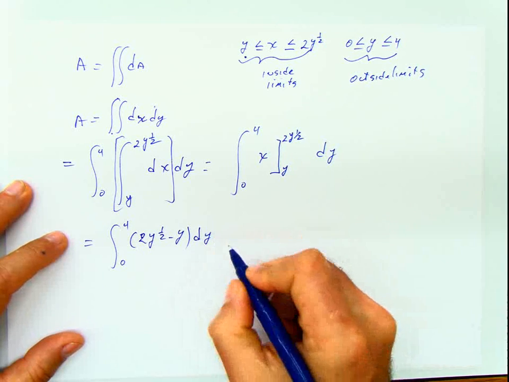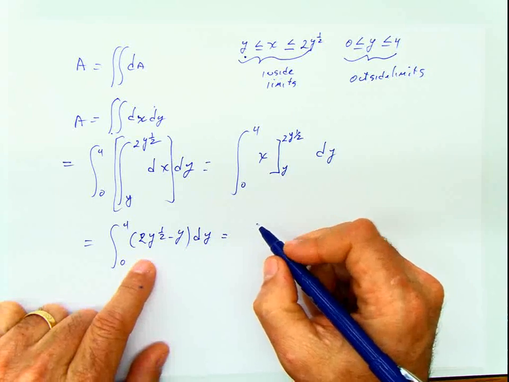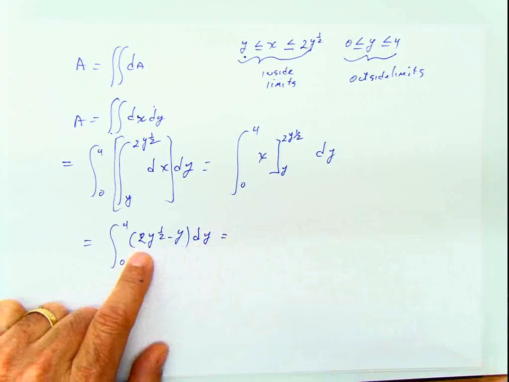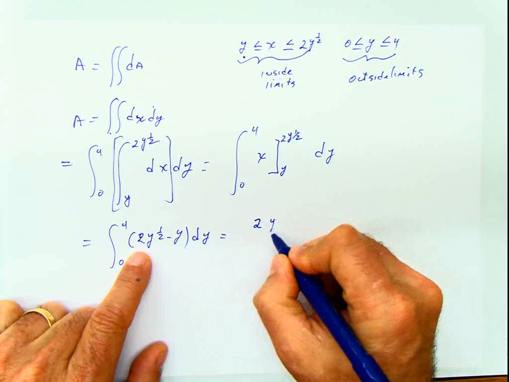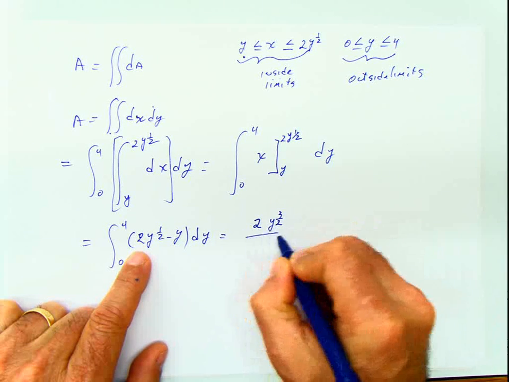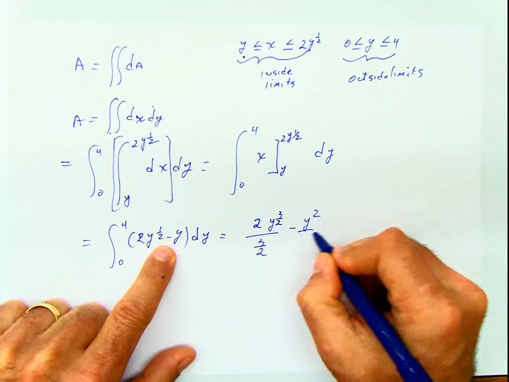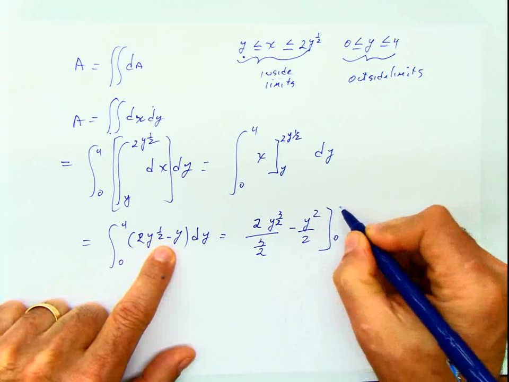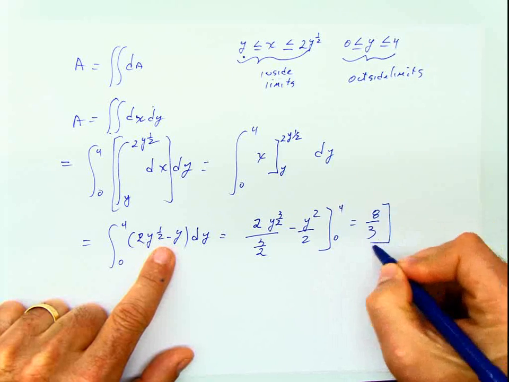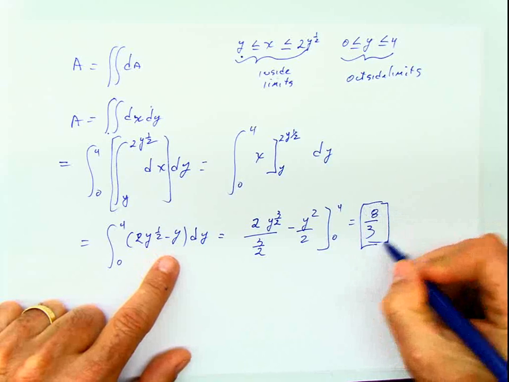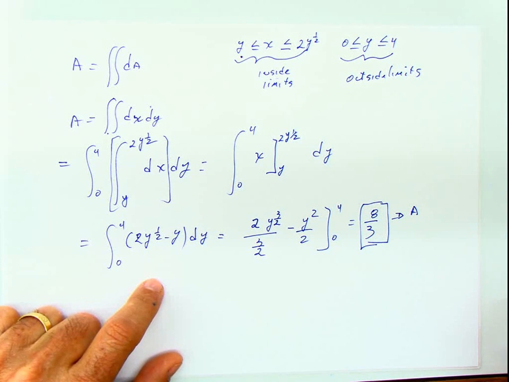times dy. If you solve this, 1/2 plus 1 is 3/2, so 2 times y to the 3/2 divided by 3/2, minus y squared divided by 2, from 0 to 4. When you evaluate that, it's 8/3, which is the value for the area that we had before using double integrals.